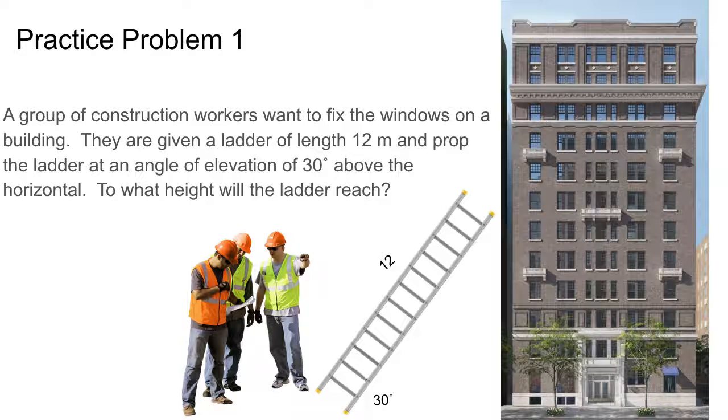The first practice problem we will be looking at is this. Imagine that some construction workers are given a ladder of length 12 meters and prop the ladder at an angle of elevation of 30 degrees above the x-axis against a building. To what height will it reach on the building? How far away is the base of the ladder from the base of the building?